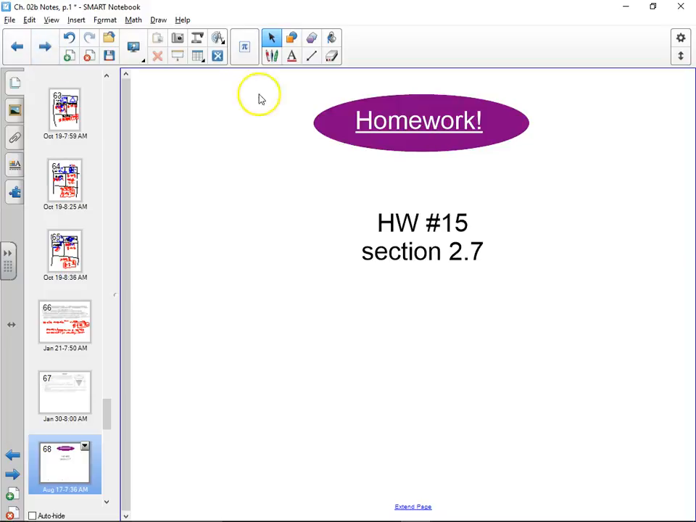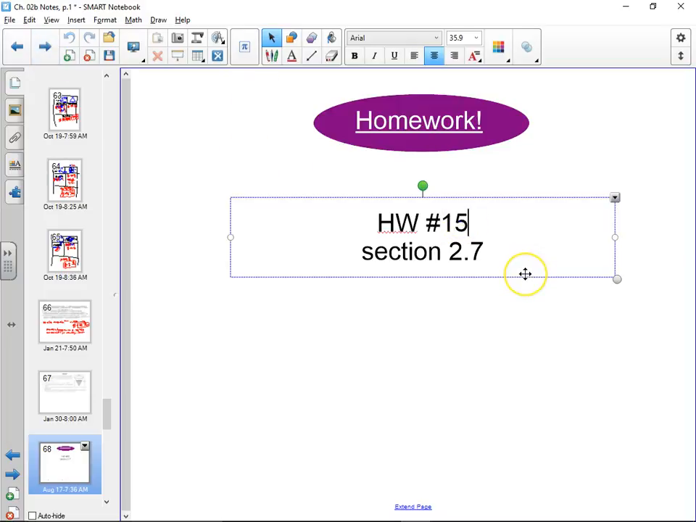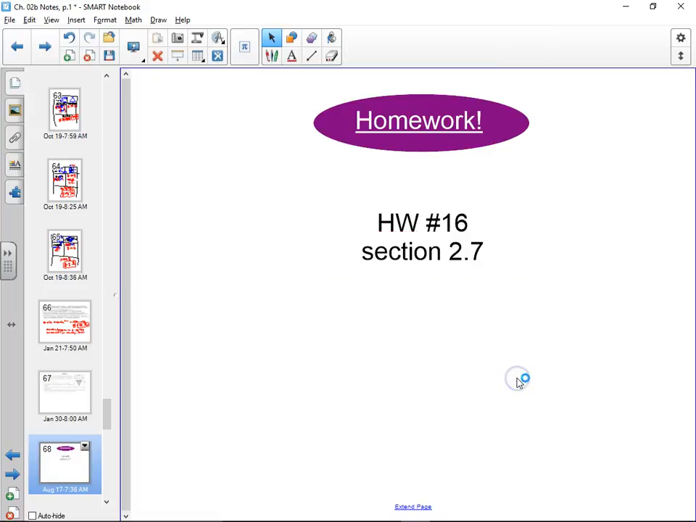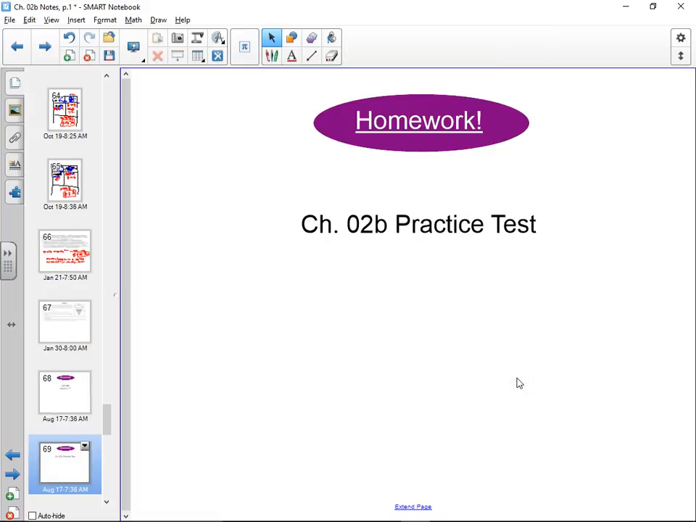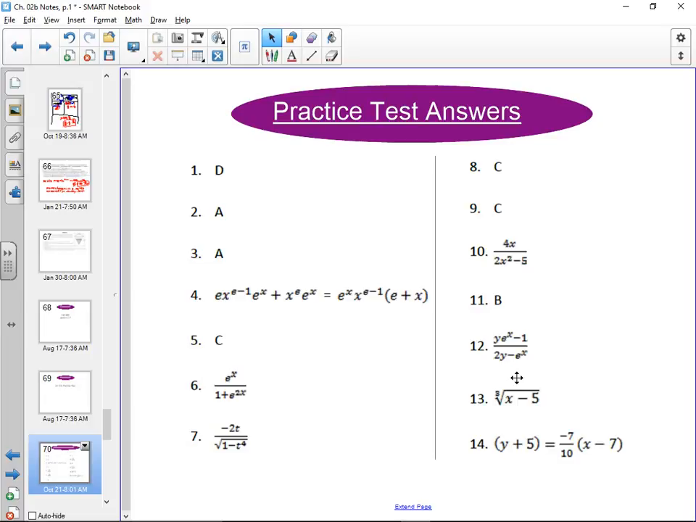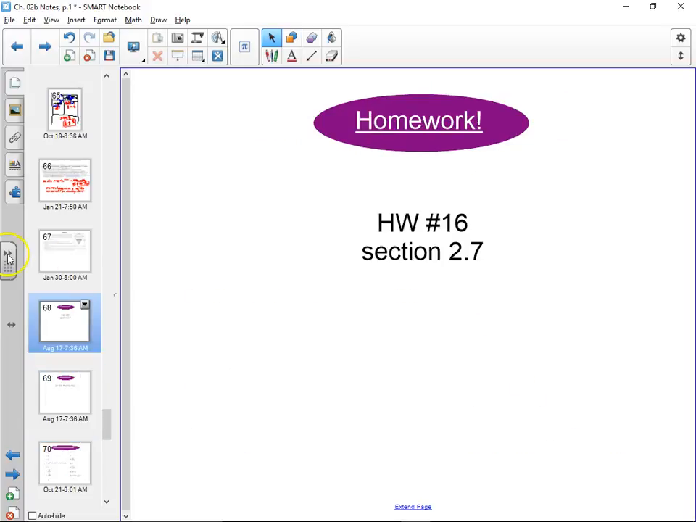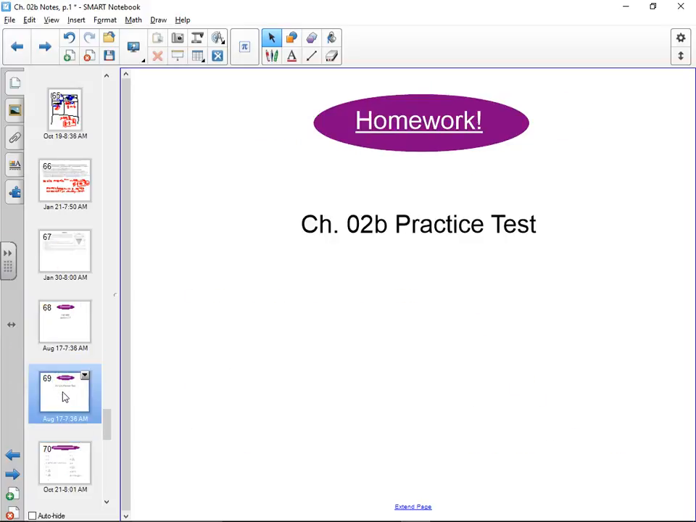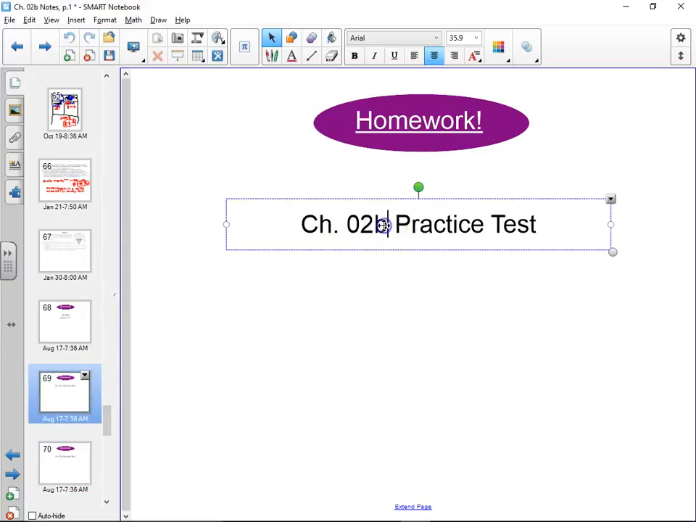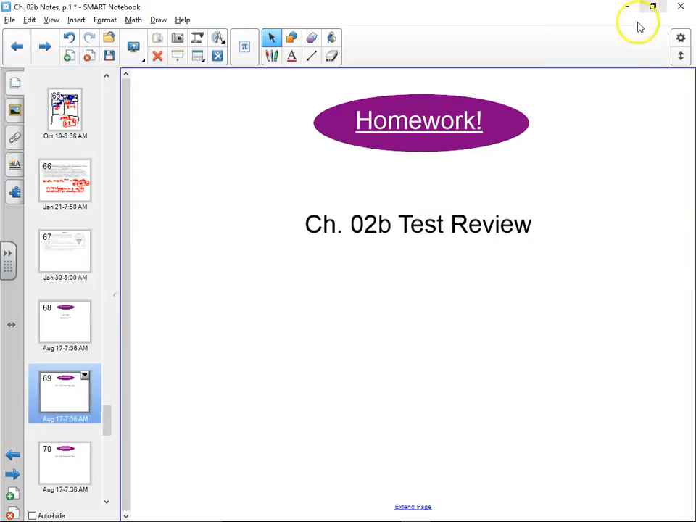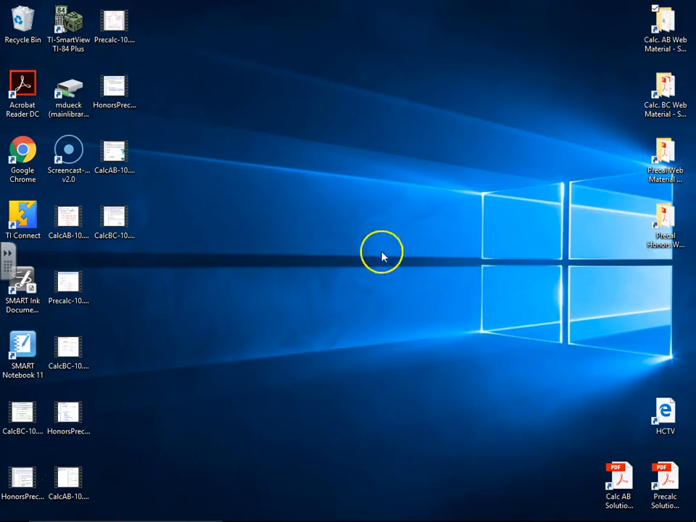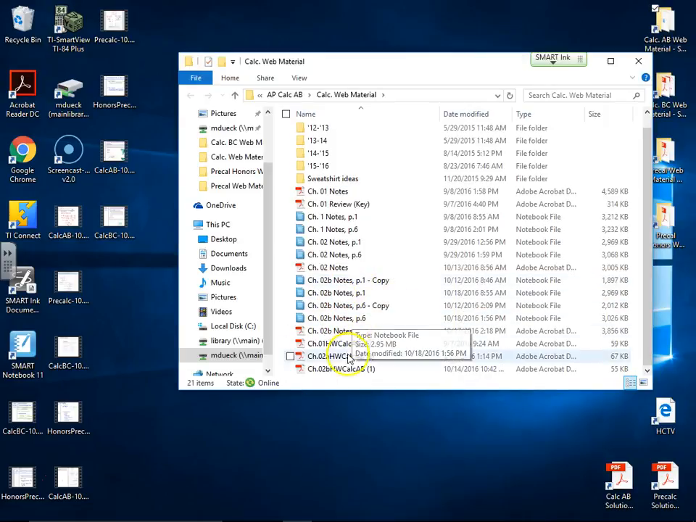Homework number 15, no, not number 16. I had that number wrong. Isn't it 16? 16. Section 2.7, technically due today, but in a way you can think due tomorrow. That's an old practice test, not that one. Instead of a practice test, we have the chapter test review, right? If you guys haven't written that review down yet, let me go ahead and get it on the screen. You might want to write it in your spiral.